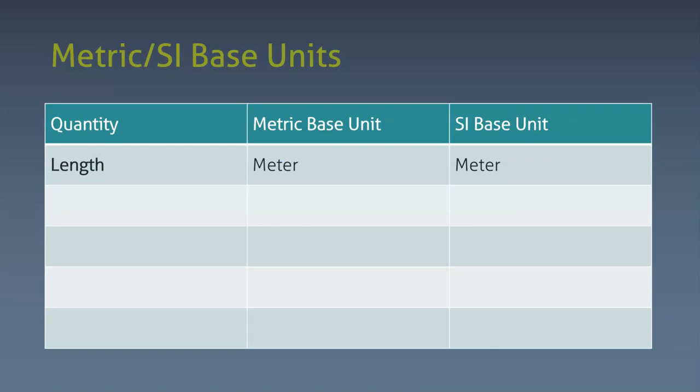There are 7 base units in the metric system. We're really only going to worry about 5 of them. Every other unit of measurement is a derived unit, which means it is some combination of base units. To measure length, both the metric and SI systems use the meter as the base unit. 1 meter is a little bit longer than a yard.